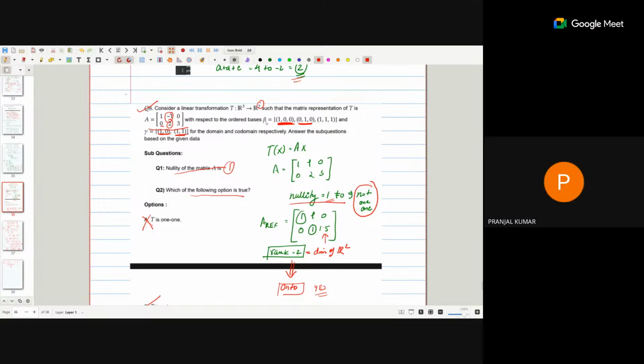See, they have given you ordered bases beta and gamma for the domain and codomain. So there is the word "respectively" here, right? Whichever is mentioned first will be mapped to the domain and the second one will be mapped to the codomain. That's why they have written respectively. Is this clear?